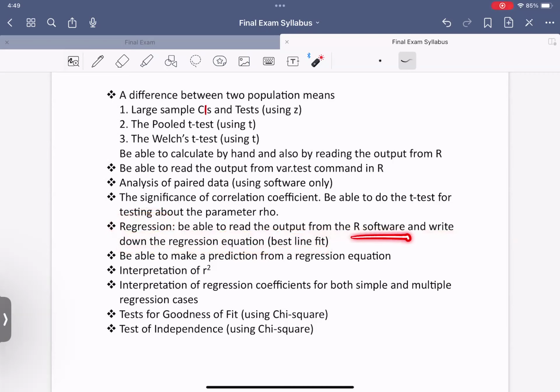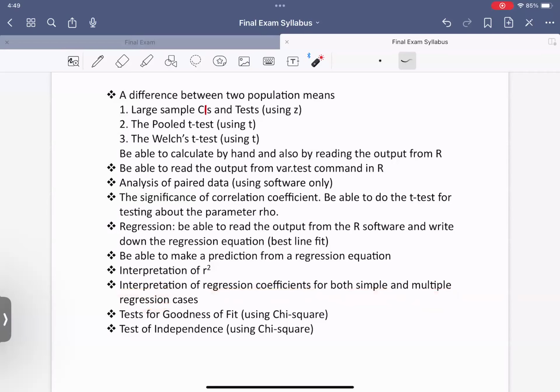But what you should learn is how to get the equation from the code, and also you should be able to make a prediction from the regression equation. You should be able to interpret the R square. You should be able to interpret regression coefficients. This is on both simple and multiple regression cases.